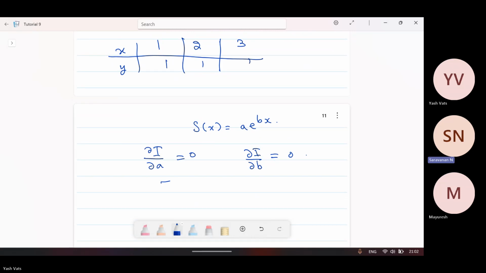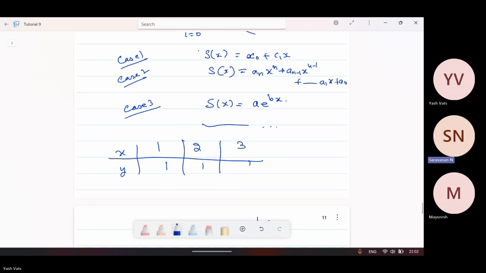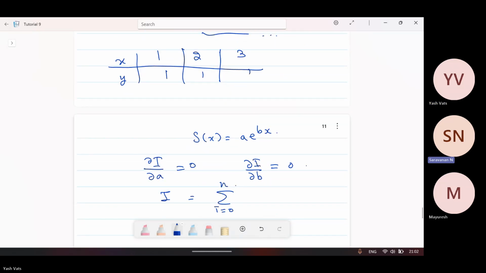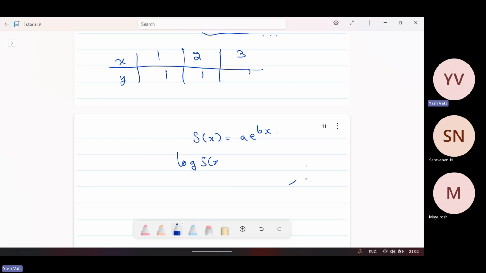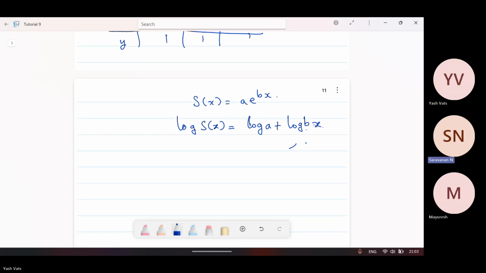One small piece of information from the lecture: there is one more method the sir was explaining, taking the natural logarithm and converting it into a linear function. Oh, that's also good, it will be a single easy step. So ln S(x) is basically ln of A e to the power bx. It is ln A plus, in place of log it is natural log, so ln of e to the power bx is just bx.